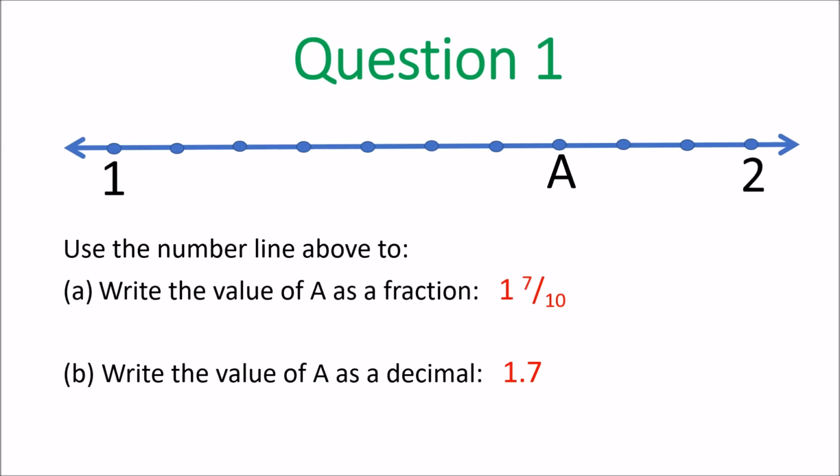We have to count the spaces in between 1 and 2. So when you reach A, you would be at 7. So it's 1 and 7. There are 10 spaces. So it's 1 and 7/10. And then 7 over 10 is 1.7. You should know how to write a fraction, and then know how to write it as a decimal. Once it's over 10, it's simple.